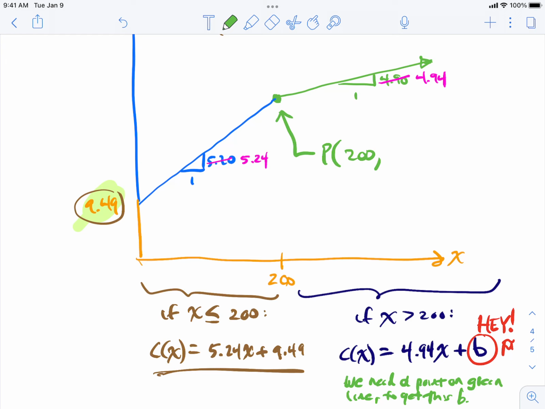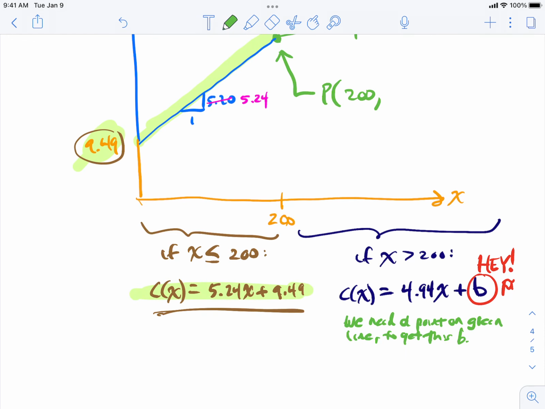Like I was just saying, it is on the blue line also, right? And we have the equation of the blue line. So I can just plug my 200 right there. The cost of buying 200 on the blue line is 5.24 times the 200 plus the 9.49. So 5.24 times 200 equals, and then add 9.49 to that equals. I got 1057.49.